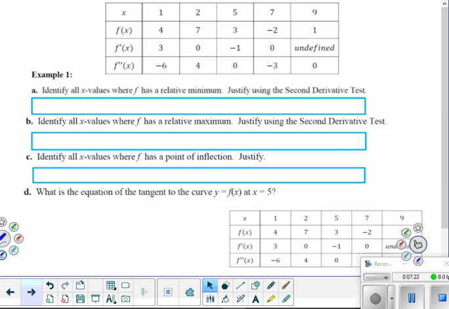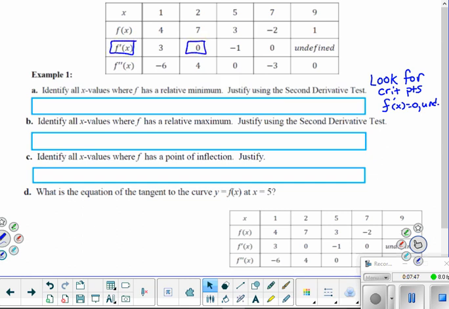Okay, so identify all the x values where there's a relative min. First off, I need to have critical points, right? Look for critical points. Remember how a critical point is defined? f prime of x is equal to 0 or undefined. I find that right here. Here is f prime, and I get a 0 there and a 0 there. So both 2 and 7 are x values where we have critical points.